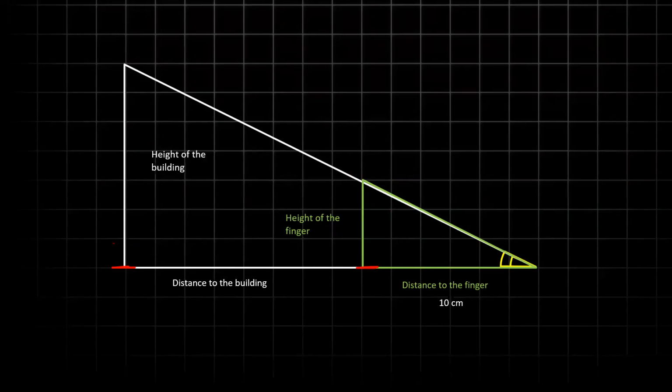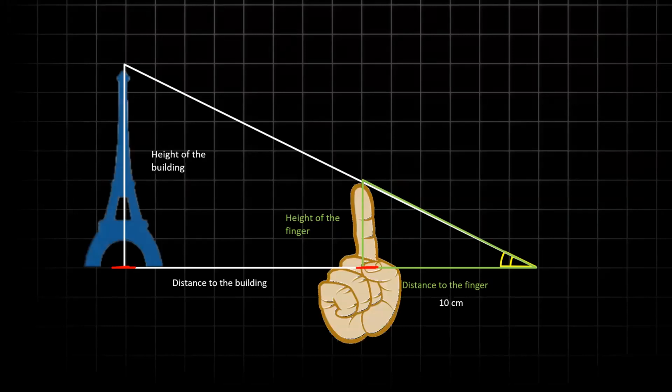You guys solve this problem, then I'll tell you. If this is 10 centimeters and this crazy-looking finger is 5 centimeters, and the distance to the building is 2000 centimeters, what is the height of the building? Come on, tell me. You guys know this. Super easy.